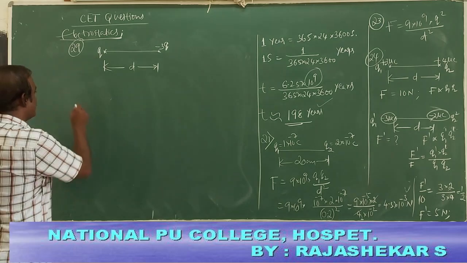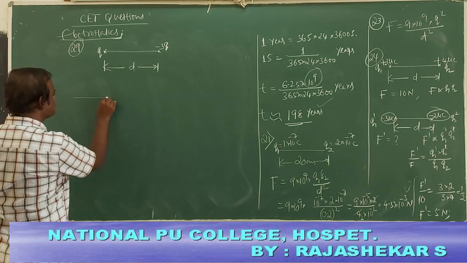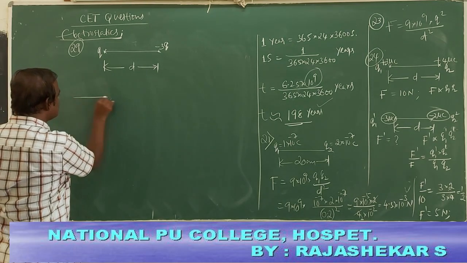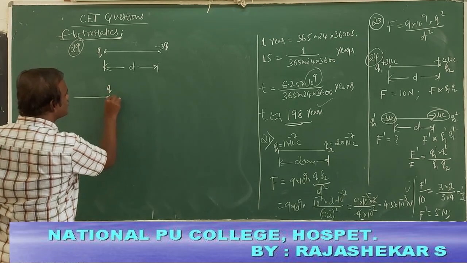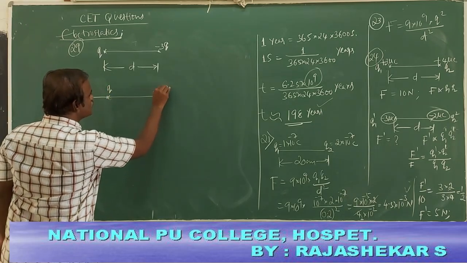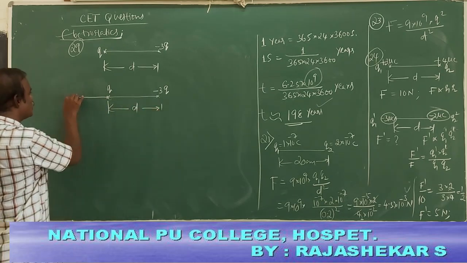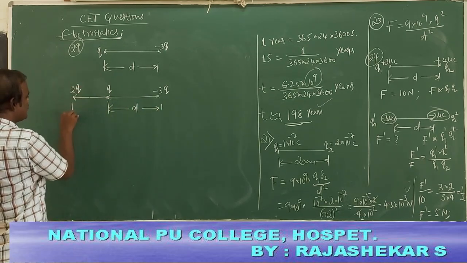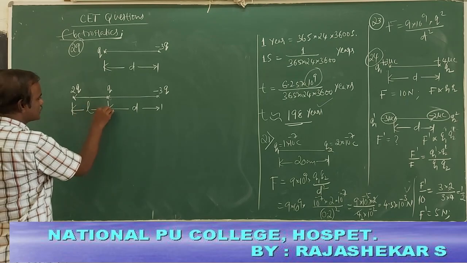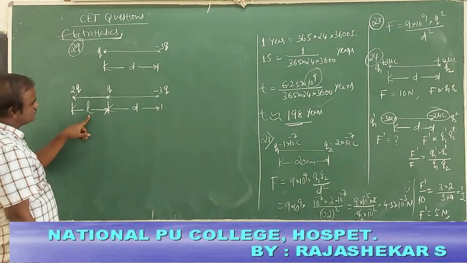So here we can find out. This is Q, this is minus 3Q, students. This distance is d, given, and let us place 2Q here, and this distance say L. We don't know exactly, so it is L or some X we can find out.